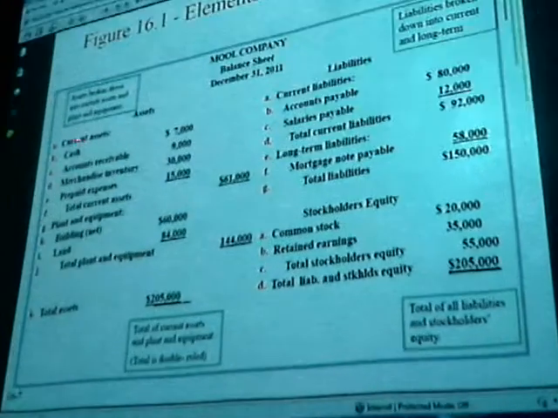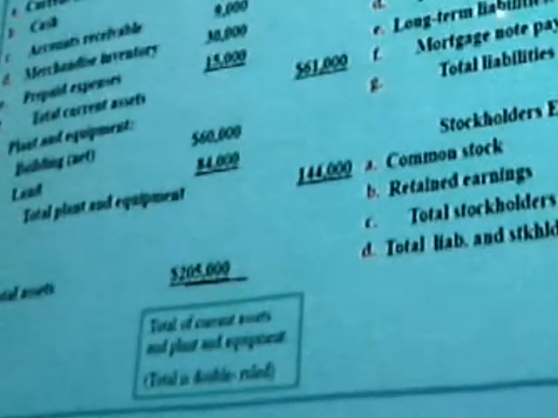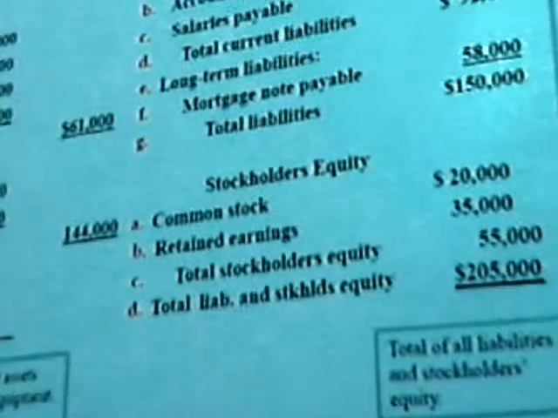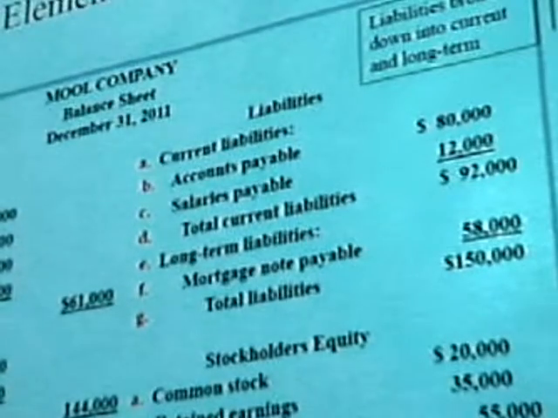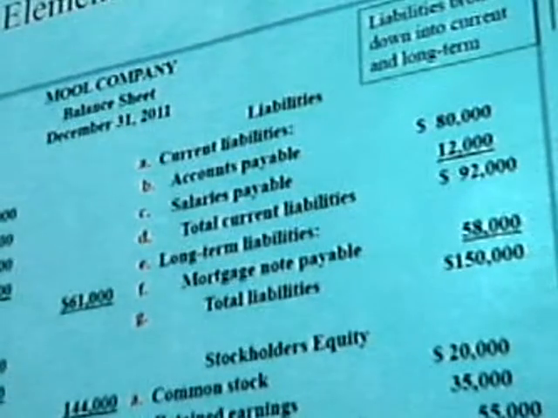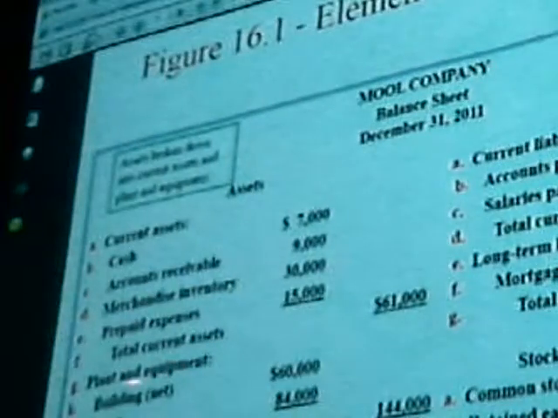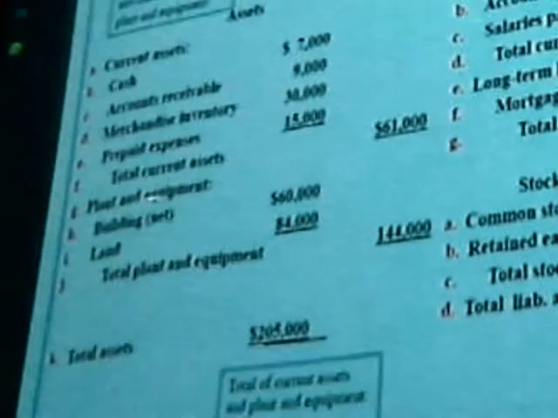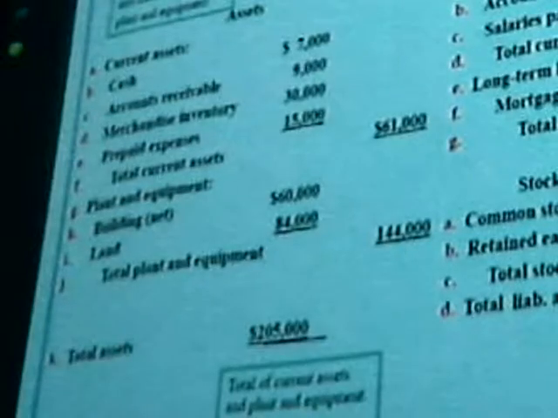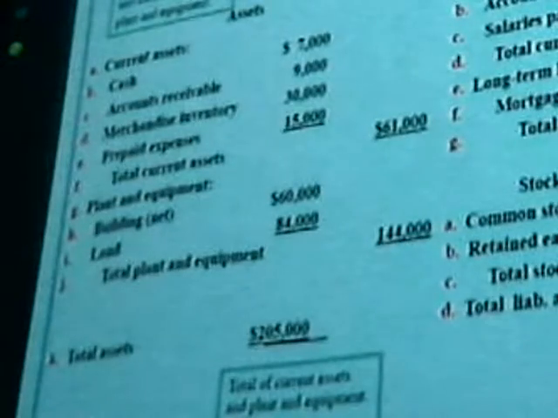Okay, so I'm not going to go through every single thing here. I'll try to summarize it as best I can because it'll take forever. But you have two categories of assets. You have current assets and you have fixed assets. It doesn't say fixed here, but trust me, it's current and fixed. What is the difference?